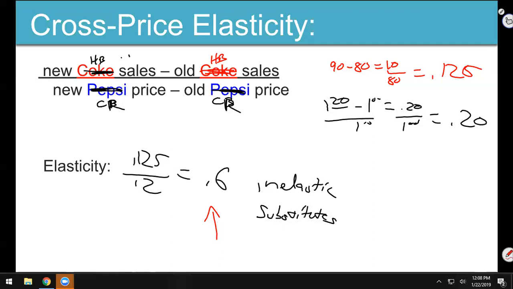Good. If they were complements, you would have a negative number, because people would say, I can't afford the cinnamon roll, so what's the point of eating a honey bun along with it? Take two cinnamon buns, put a honey bun in the middle, have a hamburger or a sandwich, right? That would be complements. But since this was a positive number, they're substitutes.